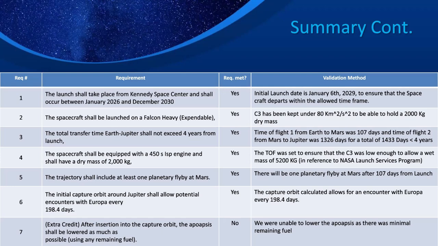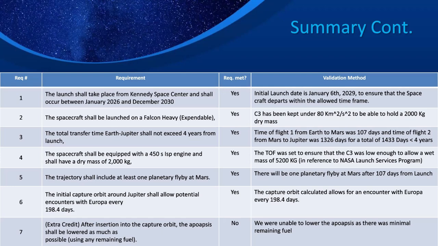And the initial capture orbit around Jupiter shall allow potential encounters with Europa every 198.4 days, which is true. The actual capture orbit was designed in order to allow an encounter with Europa every 198.4 days. And again, you will be able to see that in the MATLAB code provided below.